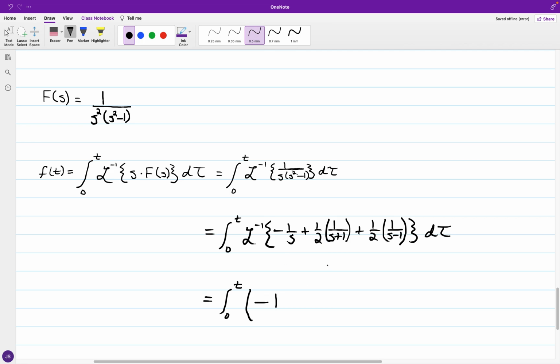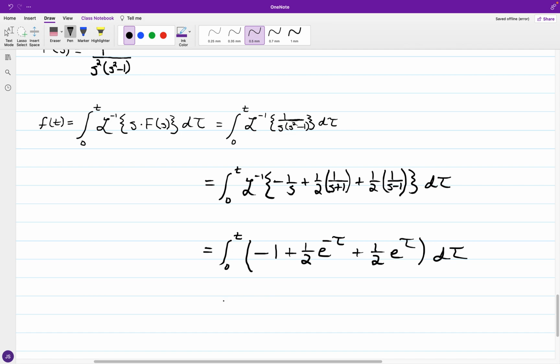For the reciprocal of s plus 1, this refers to e to the negative t, or in this case, e to the negative tau. With the coefficient 1/2 in front, we have plus 1/2 of e to the negative tau. Then for the reciprocal of s minus 1, you have e to the positive tau, with the 1/2 that was already in reference to c from the partial fraction decomposition. So you have 1/2 of e to the tau, d tau.